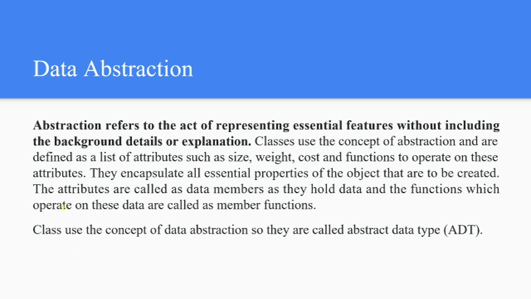Next, data abstraction. Abstraction refers to the act of representing essential features without including the background details. Basically, in abstraction, we just give the essential features, just what is needed, without including unnecessary background details or explanation. Classes use the concept of abstraction and are defined as a list of attributes such as size, weight, cost, and functions to operate on these attributes. They encapsulate all essential properties of objects that are to be created. The attributes are called data members, as they hold data, and the functions which operate on these values are called member functions.